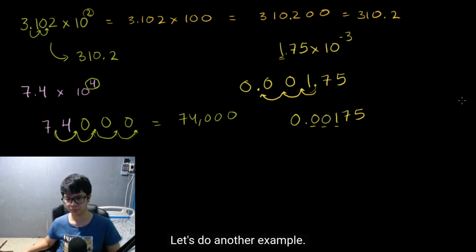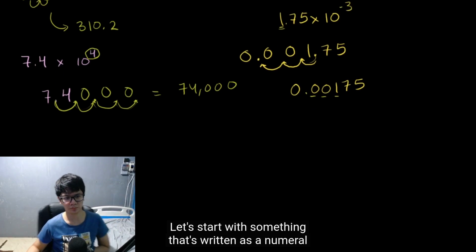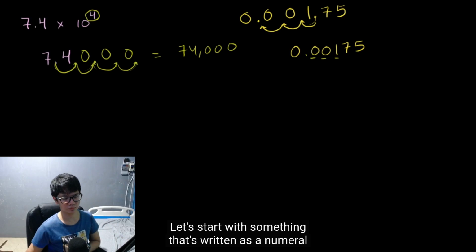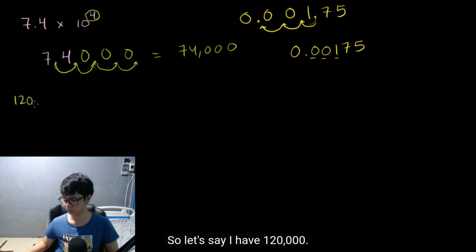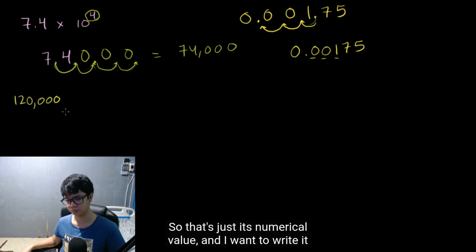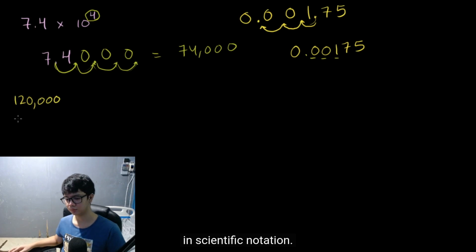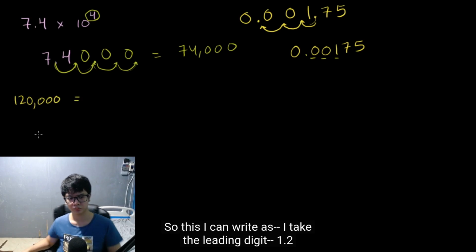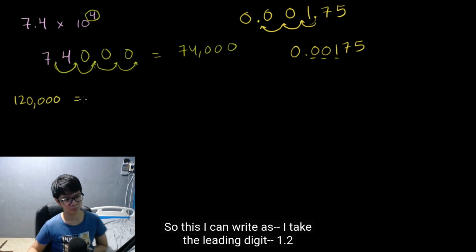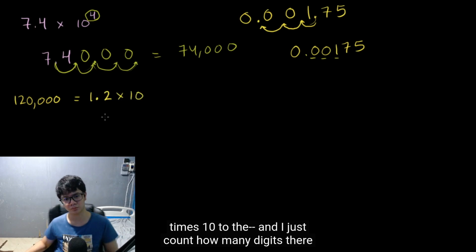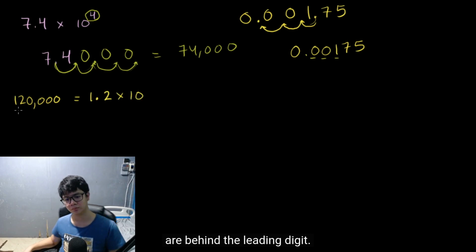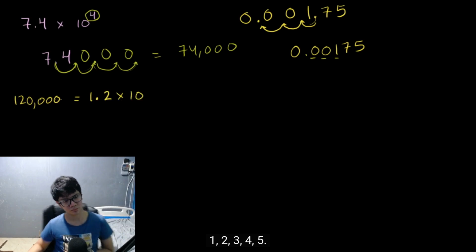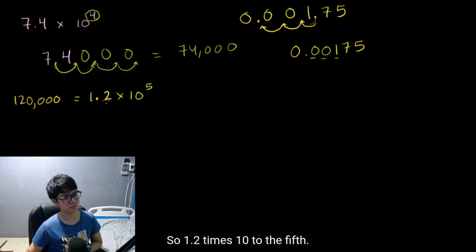Let's do another example. Actually, let's mix it up. Let's start with something that's written as a numeral and then write it in scientific notation. So let's say I have 120,000. So that's just this numerical value, and I want to write it in scientific notation. So I can write this as, I take the leading digit, 1.2 times 10 to the, and I just count how many digits there are behind the leading digit. 1, 2, 3, 4, 5. So 1.2 times 10 to the 5th.